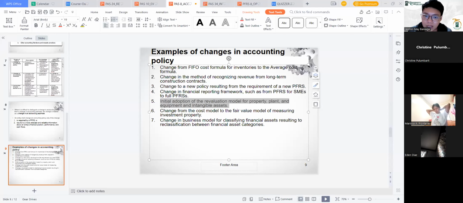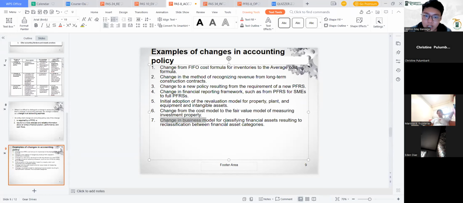Number 5, initial adoption of the revaluation model for PPE and intangible assets. Kasi sa PAS 16, may mga binanggit na methods, tapos you change it to revaluation model. So it's a change in accounting policy. Number 6, change from the cost model to fair value model of measuring investment property. Kasi yan yung dalawang models din niya. So any changes is a change in accounting policy.